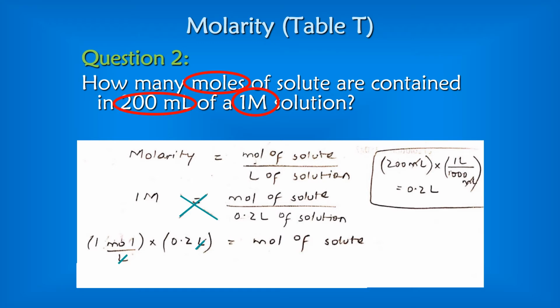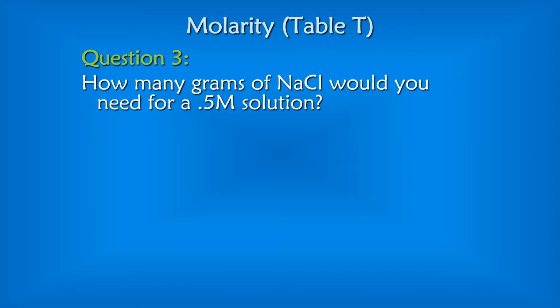Now notice how I have substituted the unit molar with the other way to write it. The uppercase M is also equal to moles per liter. So that's what I wrote there, moles per liter. That way we can cancel out the liter with the liter. And so when we do the math, 1 times 0.2, we get 0.2 moles of this solute as our final answer. Here's another type of question that you can get for molarity.